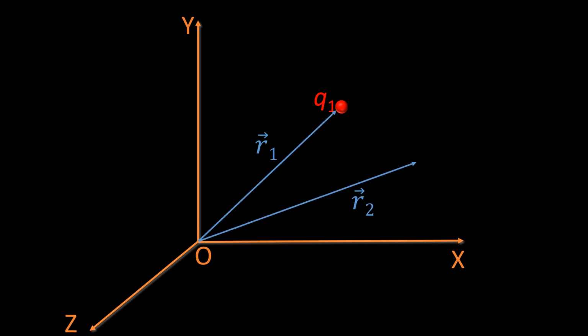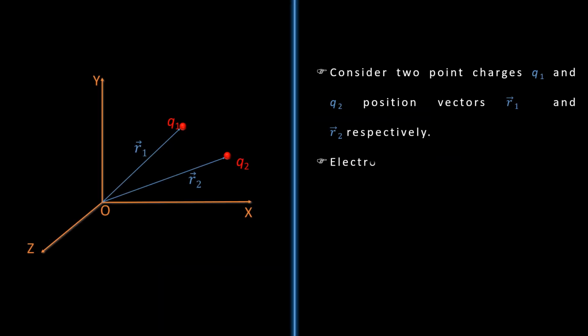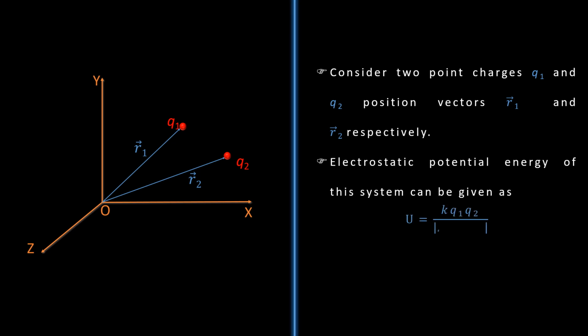So for this situation, when we don't know directly the distance between Q1 and Q2, how do we determine the potential energy? The distance between the two can be found out by taking the resultant vector r1 minus r2 or r2 minus r1. Makes no difference because we want distance, so we are going to take the modulus. So potential energy in this case is kQ1Q2 by mod of r1 minus r2, because we don't know the distance between Q1 and Q2 directly. So electrostatic potential energy can be given as kQ1Q2 by mod of vector r1 minus vector r2.